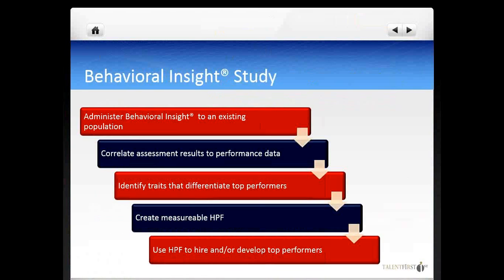For smaller population, Talent First can provide industry high-performance footprints for specific roles and verticals. One thing needs to be said in regard to the performance data, and the type of performance data that can be included really depends upon the position. For example, they could be sales numbers, they could be performance reviews, they could be competency ratings, or they could be also customer evaluations.